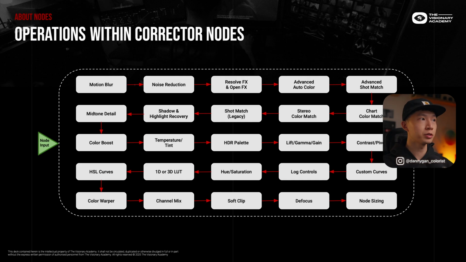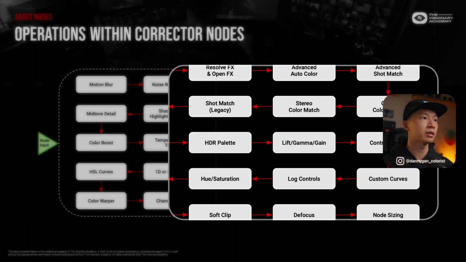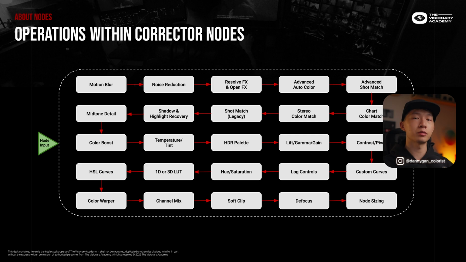This is the operations within each corrector node. So each node is called a corrector node, and within it, there are processes to which tools come first and which one goes after. So if you look closely at where we are doing our look, which is the lift, gamma, and gain, it's sitting right around the middle. So if you refer back to the fundamentals that we did at the start of the video, we have to have the saturation first, and only then the look.